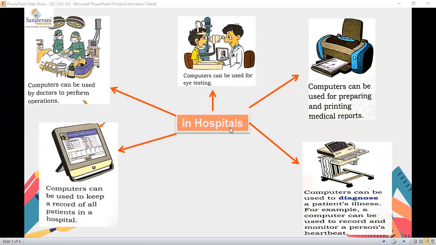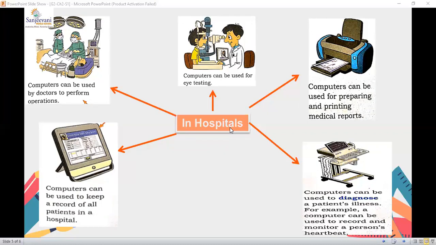The next use of the computer is computers can be used to keep a record of all patients in the hospital. The computer saves all the data, the name of the patient, the illness of the patient, then for how many days the patient is going to be there, then all the medicines that are required for the patient. All this information is stored in the computer of the hospital.